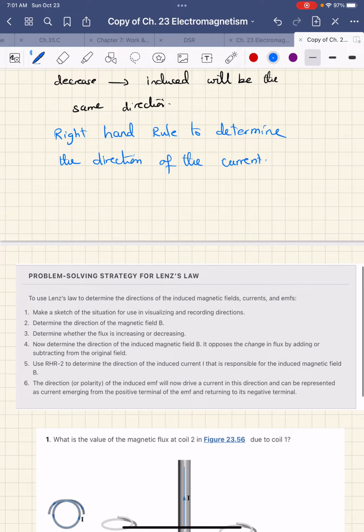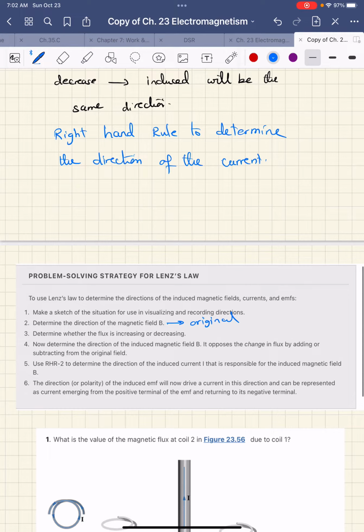a sketch of the situation for use in visualizing and recording directions. Determine the direction of the magnetic field. This one here, I will say the original. Determine whether the flux is increasing or decreasing. Now determine the direction of the induced magnetic field. It opposes the change in the flux, adding or subtracting from the original field. And then you are going to use the right hand rule to determine the direction of the induced current.